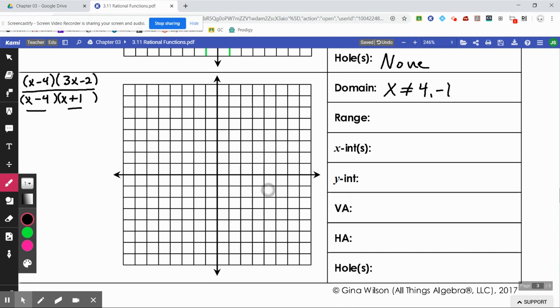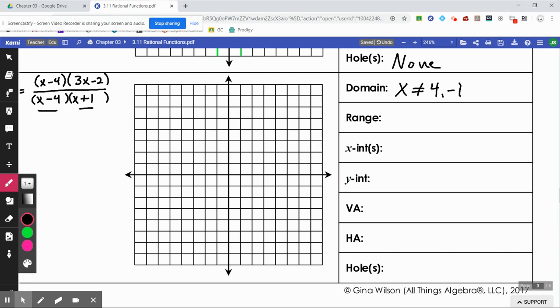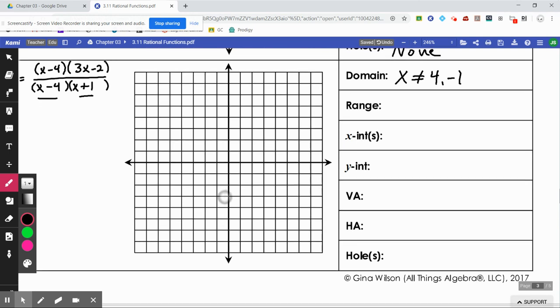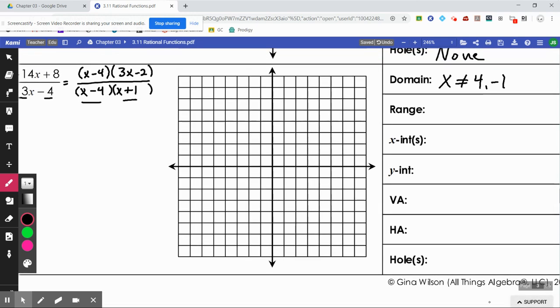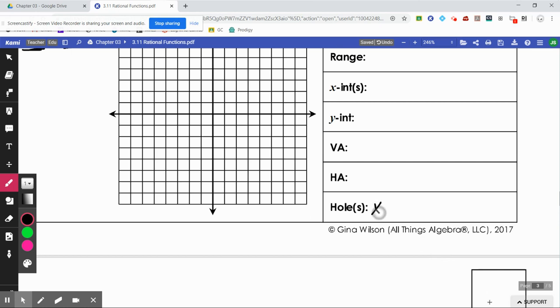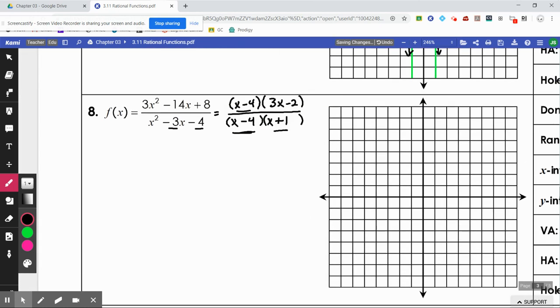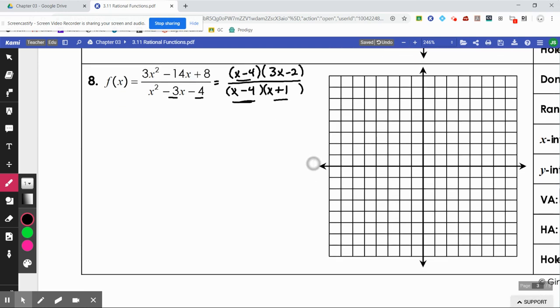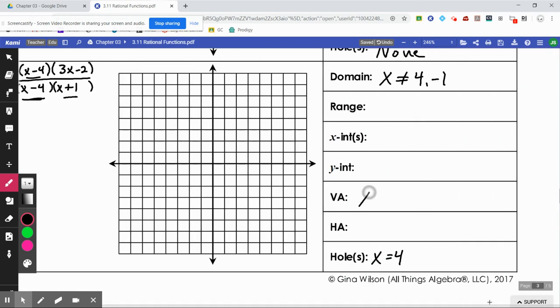Then you can answer the question of, well, what happens at 4 and negative 1? Is it a hole or is it a vertical asymptote? Since x minus 4 is a factor of top and bottom, you have a hole. So there's going to be a hole located at x equals 4. So therefore, the other one, x equals negative 1, since it's not a factor on top and bottom, must be our vertical asymptote.